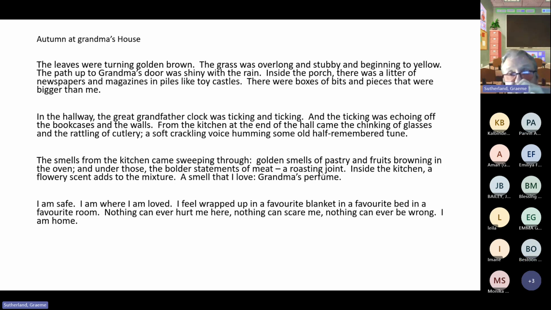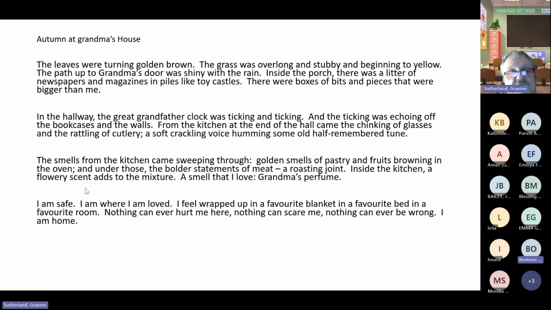But I haven't actually described what those smells are like. How do you describe smells? I've linked the idea of pastry to gold, to fruits browning, and as they turn to sugar, and the sugar starts to bubble. And the idea of meat, just meat, a roasting joint of meat. Sorry if you're vegetarian. It just is the richest and the most beautiful smell, especially when you're hungry.